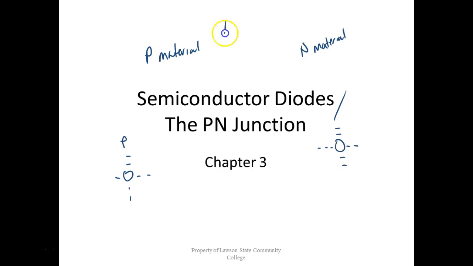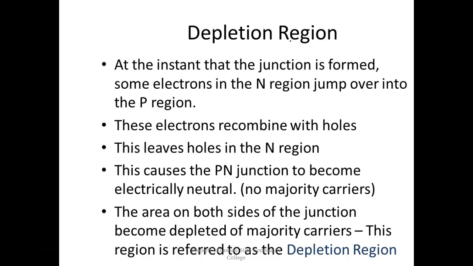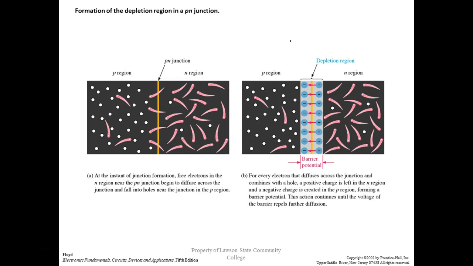And then what we do is we come up here and we bond these together. And we call this a p-n junction. And this is where things get very interesting. Okay? So this is what happens. As soon as these things fuse together, the electrons in the N material fall into the holes.